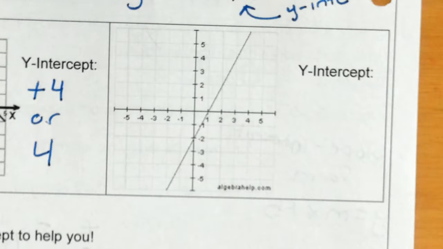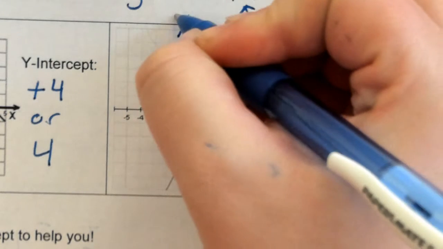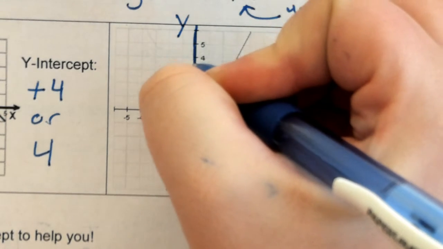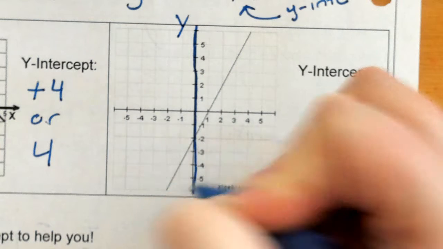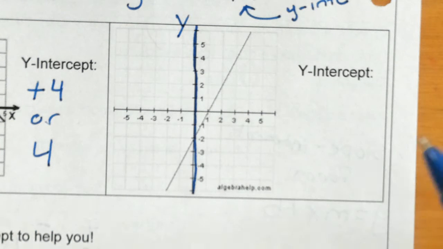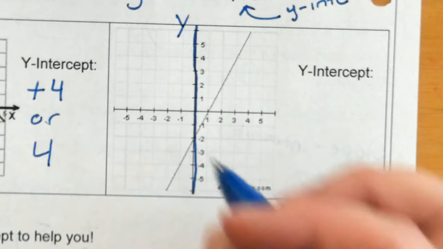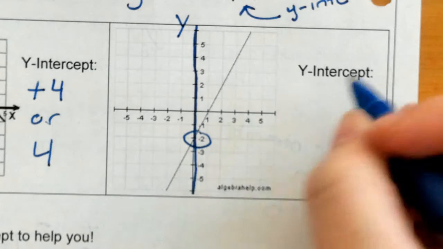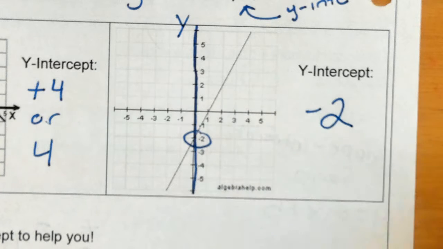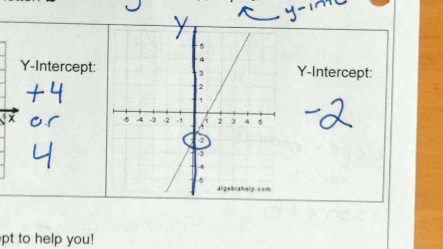So why don't you look at the second graph? They didn't label the axis, but we should know that this is the y-axis. Where is our line touching that y-axis? -2. Good. And so that would be our y-intercept.